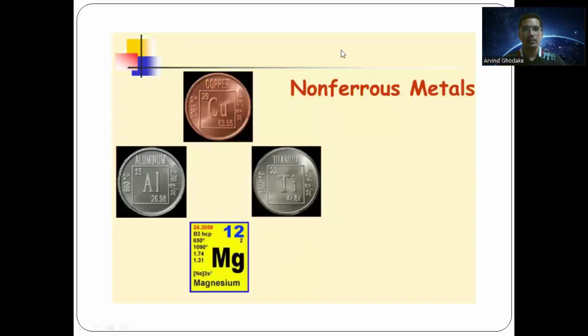Now these are the applications of non-ferrous metals in industry, and there are also general applications. Copper is a non-ferrous metal which is used for the manufacturing of coins. Then aluminum is also there, then titanium and magnesium. These metals are called non-ferrous metals, where no carbon is present and no iron is present as the base metal.